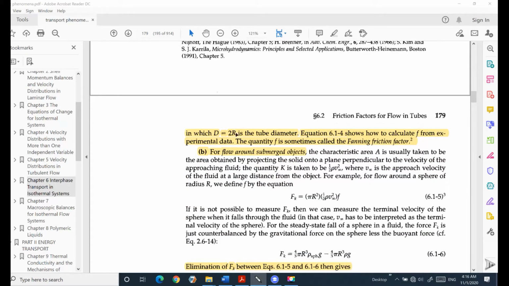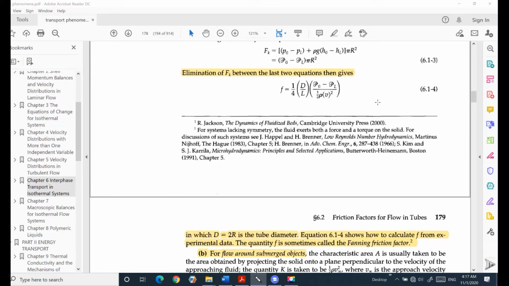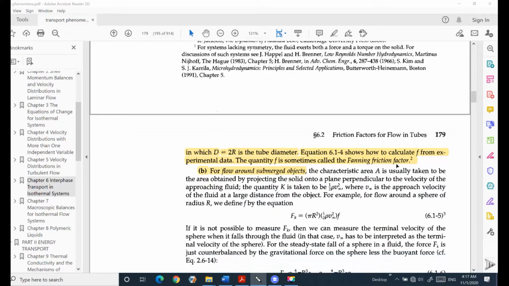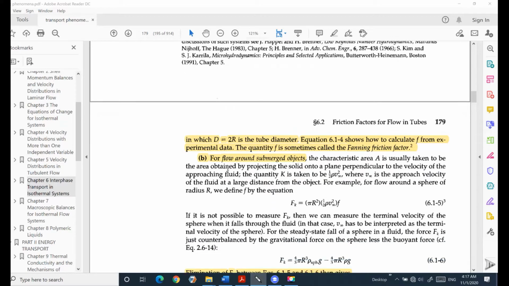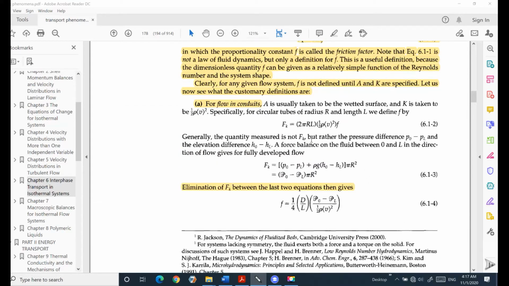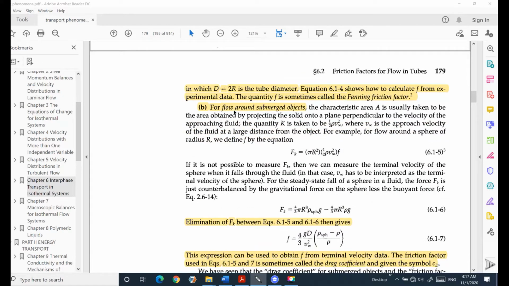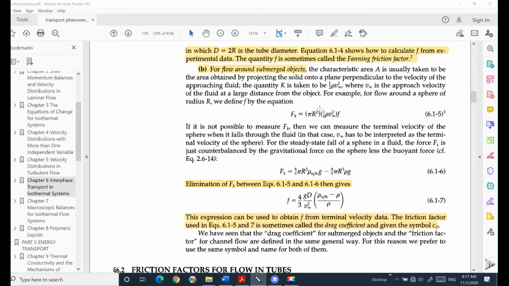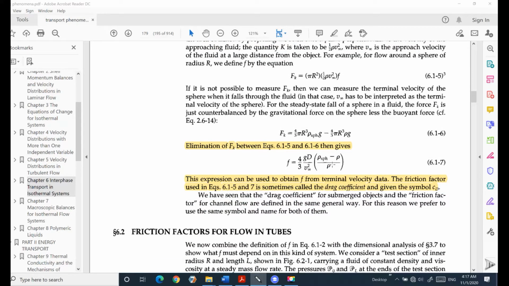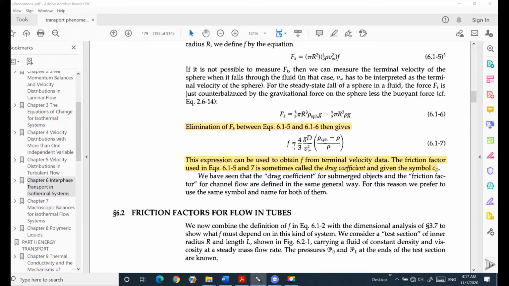Here, 2r is the tube diameter. Equation 6.14 shows how to calculate F from the experimental data. The quantity F is sometimes called the Fanning friction factor for flow in the channel. In the second case, flow around a submerged object, similar to flow in the channel, we can obtain the friction factor by this relation. This expression can be used to obtain F from the experimental velocity data.